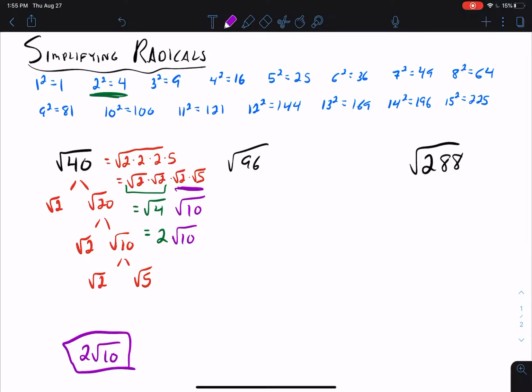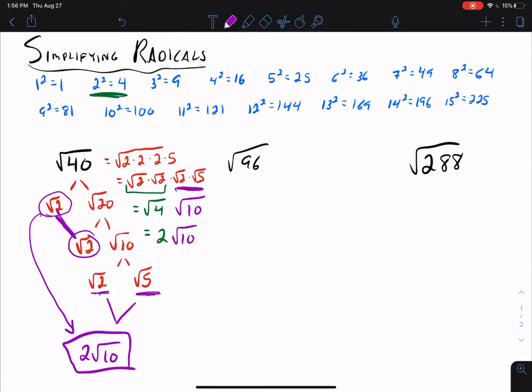Another way I like to think about this is that if things have a buddy, square root of 2 has a buddy right here. If it has a buddy, it gets to come outside. The number gets to come outside. Anything that doesn't have a buddy has to multiply together and is stuck underneath the radical.